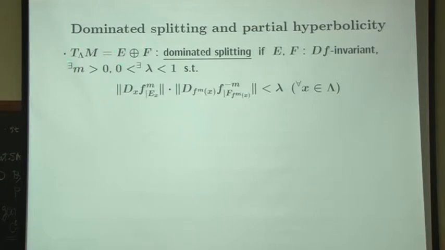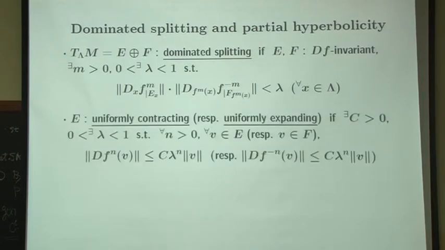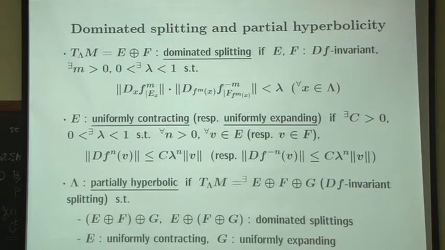This type of splitting is called dominated splitting. Let me see. Uniform contracting, uniform expanding, as usual. Partially, we say that the Lambda is partially hyperbolic if there exist three directions, an invariant splitting, such that this one and this one are both dominated splittings, and the right hand side and the left hand side are uniformly expanding and contracting.